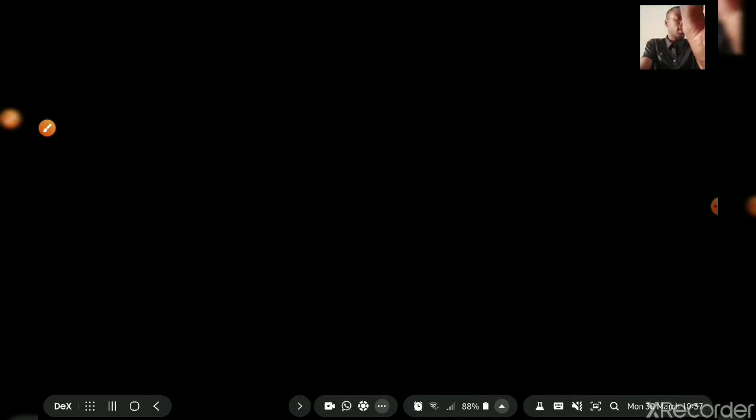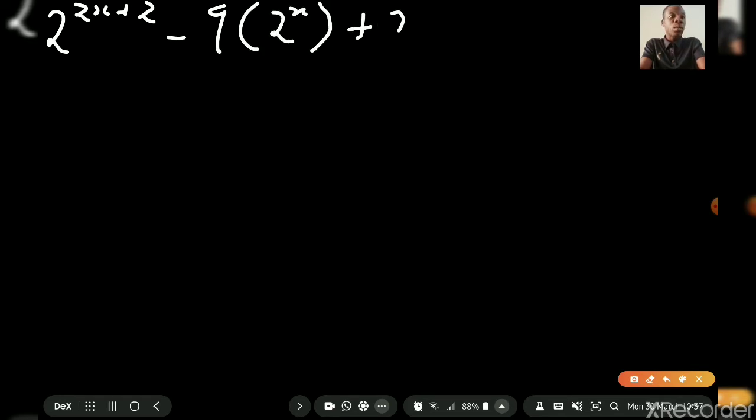So let's say we are given something like 2 raised to the power 2x plus 2 minus 9(2 raised to the power x plus 2) is equal to 0. Same for this question, we are going to look at the common exponent. The common exponent is 2 raised to the power x. So we are going to find a way of writing this in the form 2 raised to the power x. Let the 2 raised to the power x stand alone.